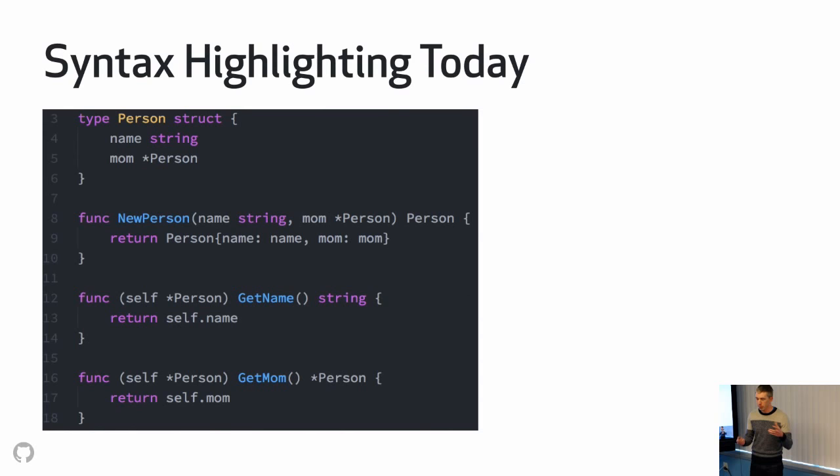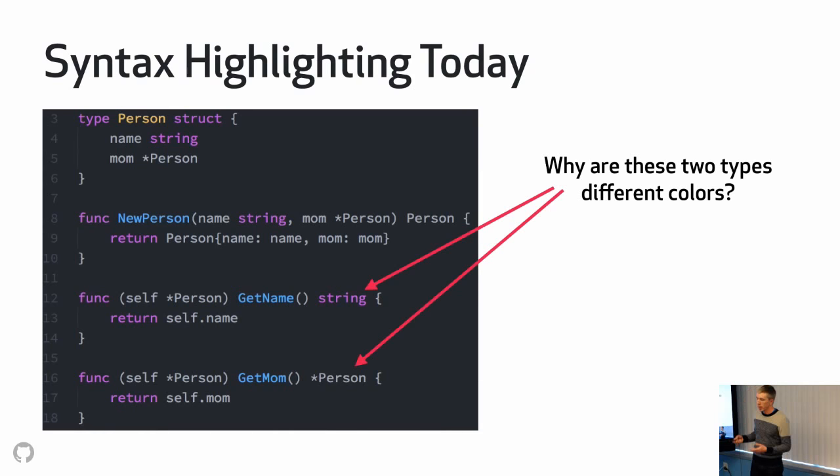So this is a piece of Go code that defines this person type and these two methods, getName, which returns a string, and getMom, which returns a person. And the thing about this example is that even though string and person are both types, they show up in different colors, which is kind of a failure of the syntax highlighting system, I would argue, because the whole point of syntax highlighting is to color things the same when they have the same role in my code. So these two things both being types ought to be the same color.